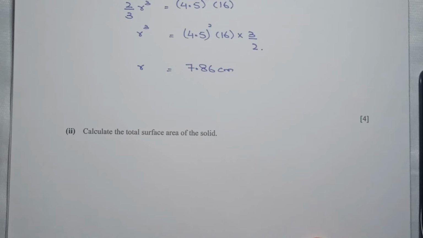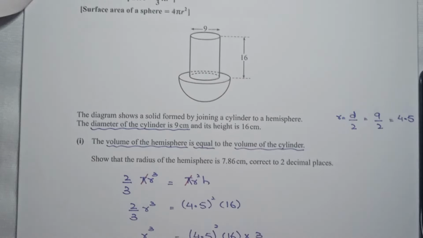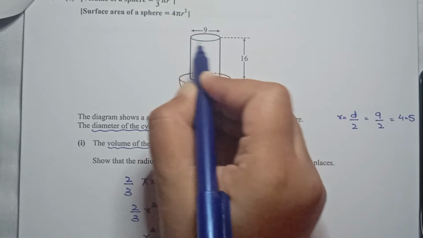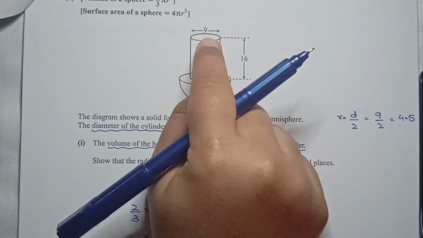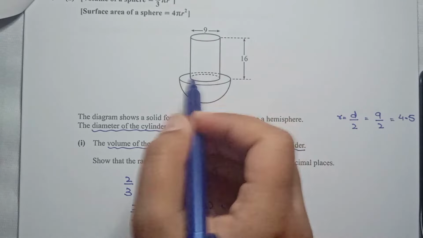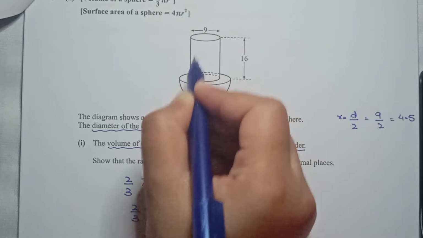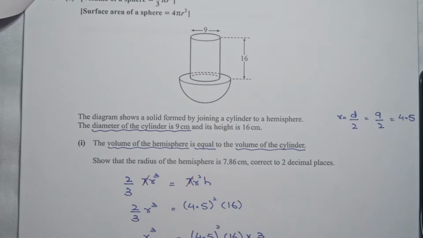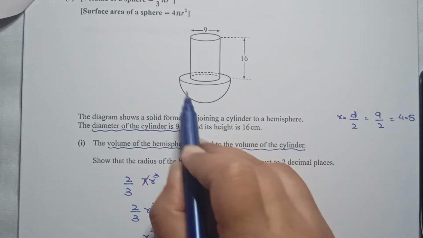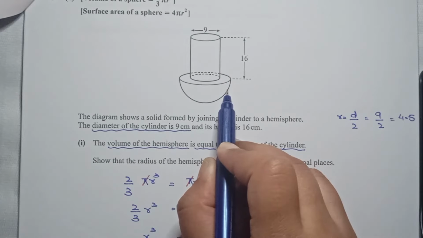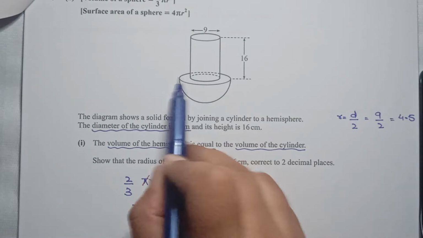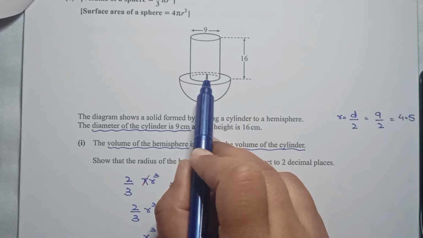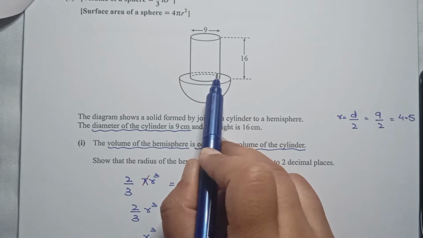Now for the second part, calculate the total surface area of the solid. To get the total surface area of the solid, as you can see, the top surface is a circle. So we need to find the area of a circle, right? This is the curved surface, so we need to find the curved surface area of the cylinder, right? And then we need to find the surface area of this hemisphere. And this one is a circle again. So we need to find the area of a larger circle, and this is a smaller circle, the base. And we need to exclude this smaller circle, right?